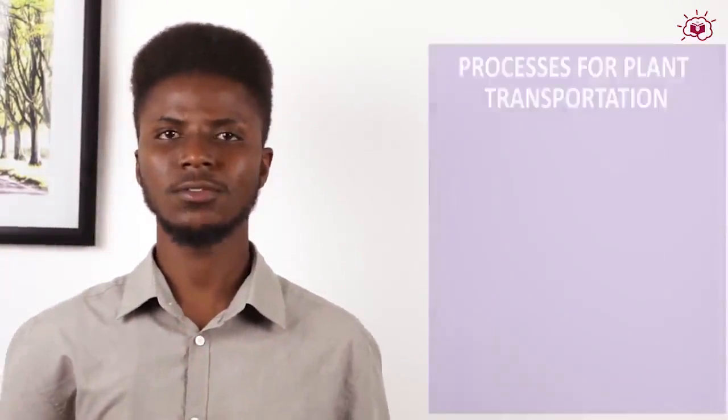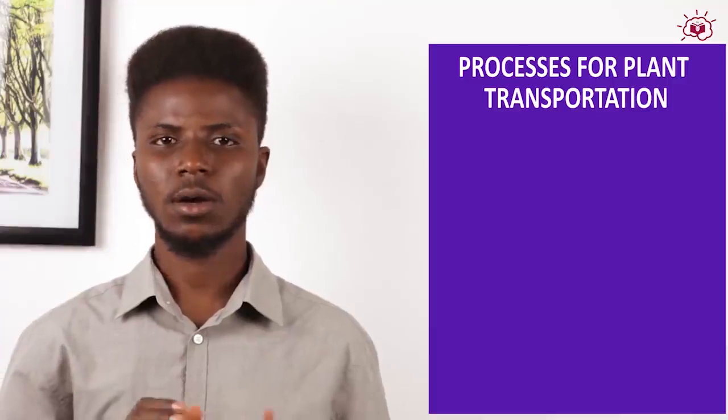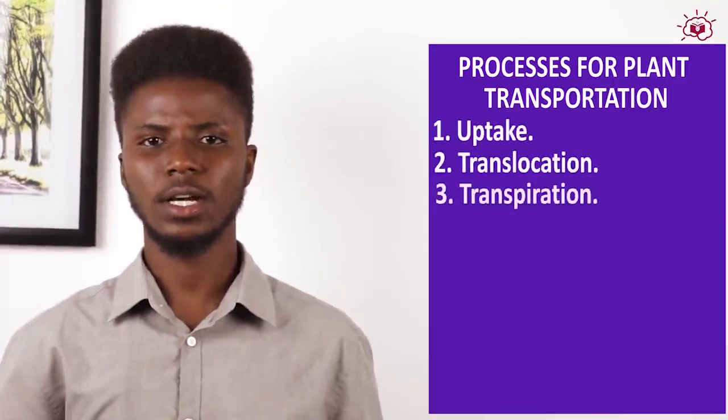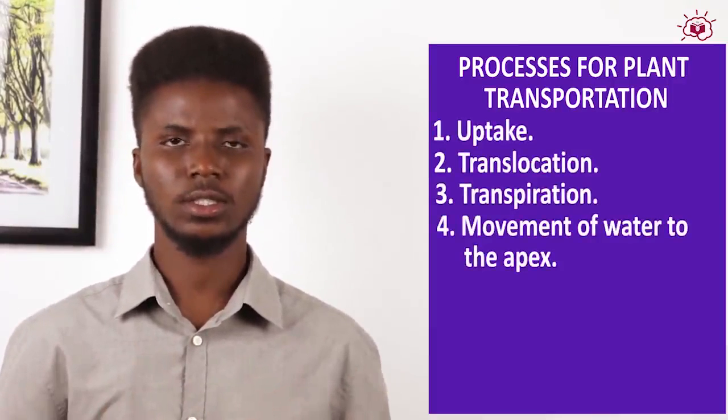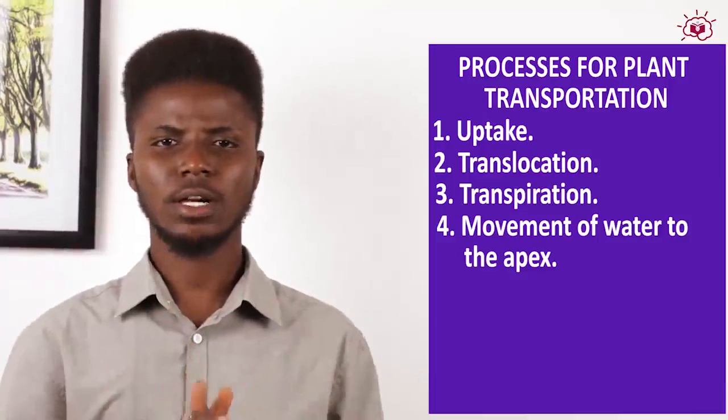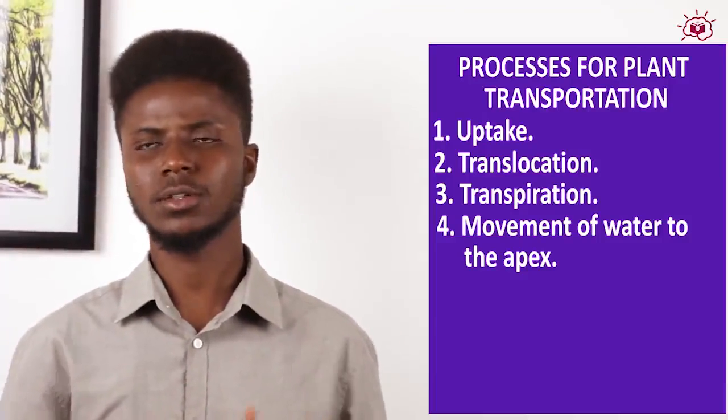Transport in plants has to do with four major processes: uptake, translocation, transpiration, and movement of water to the apex.